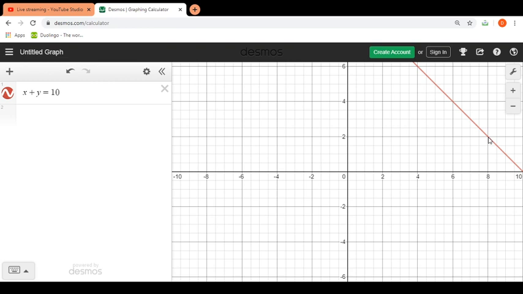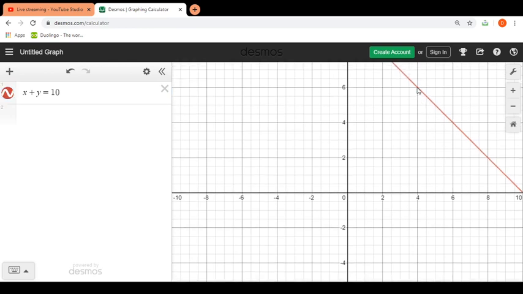And then we got the point 5 comma 5. X is 5, y is 5 is this point. This point is also lying on this line, and we have got another point, 4 comma 6. X is 4 and y is 6. See this point. So all these points are lying on this line, and we will now draw another equation.